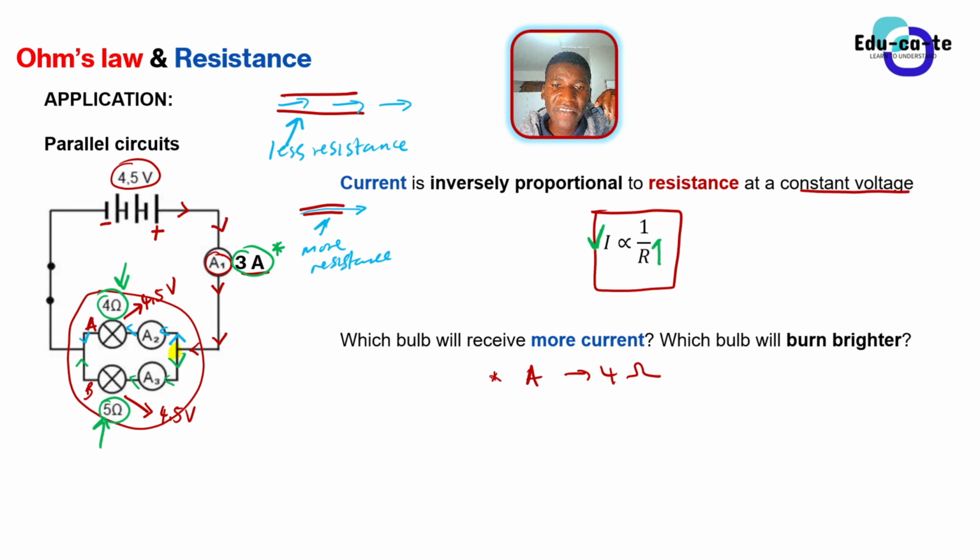And if they say give a reason for your answer, you say that the 4 ohms resistor is smaller than this 5 ohms resistor. It has got a lesser resistance as we compare it to this 5 ohms resistor. So there will be more current passing through, because resistance and current are inversely proportional to one another. That's 3 marks. You mention that A has got lesser resistance than B, because 4 ohms is lesser than 5 ohms.